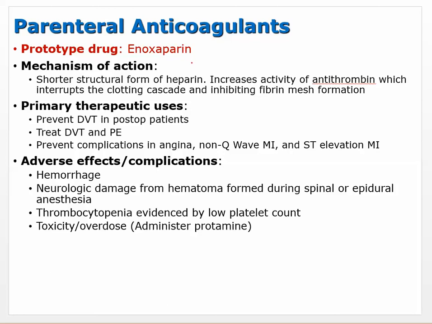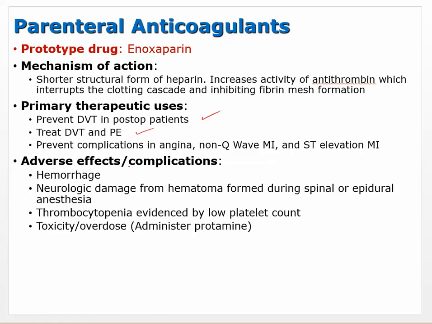Enoxaparin, this is the low molecular weight heparin. So it's still heparin, but it's cut off, so it's a shorter structural form of heparin. It increases activity of antithrombin, so it does the same thing that heparin does and blocks all those factors. Primary uses: prevent DVT in post-op patients, treat DVT and pulmonary embolism, and prevent complications in angina, non-Q wave MI, ST elevation MI, so myocardial infarction.